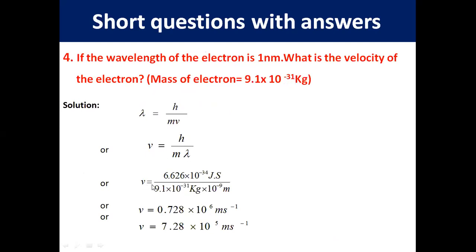So v is equal to h, whose value is 6.626 into 10 to the power minus 34 joule second, which is the Planck's constant, divided by m into lambda. m is the mass of the electron, and lambda is the wavelength of the electron, which is given in the question as 1 nanometer, that is equal to 10 to the power minus 9 meter. So we put these values in this equation, and finally we get v as 7.28 into 10 to the power 5 meter per second.